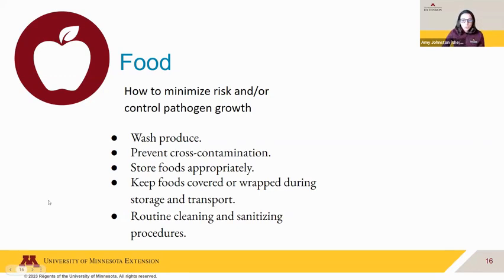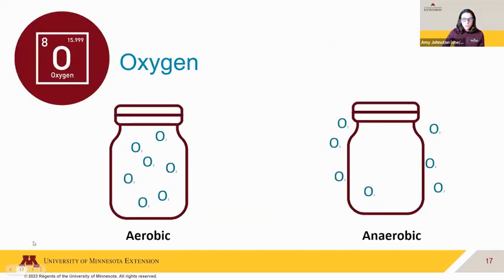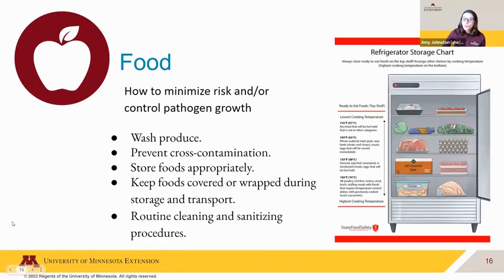So for example, using one cutting board and knife to cut raw poultry or meat, and another clean and sanitized cutting board and knife to cut vegetables. Store foods in an appropriate order in the refrigerator and freezer to prevent spills or drips from contaminating foods that might be cooked at a lower temperature. And keep foods covered or wrapped during storage and transport.